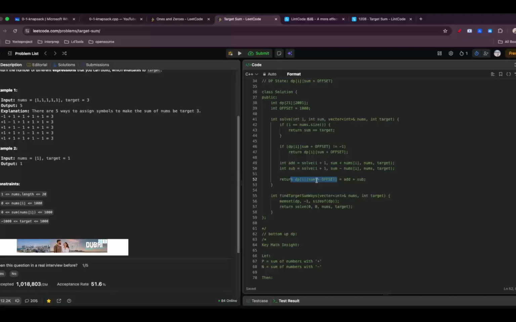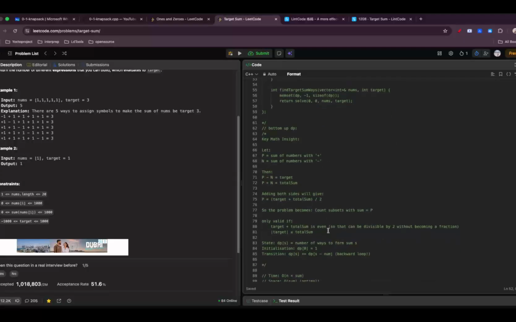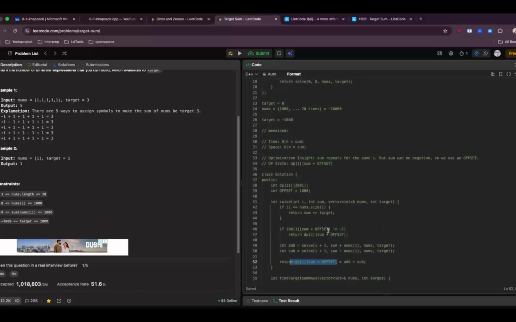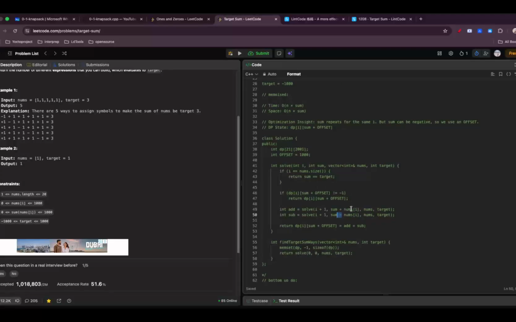Okay, now the next thing. This is about the bottom-up DP. Till now, what were we doing? We were just assigning plus to a particular number and minus to a particular number. So the bottom-up DP will also be around this, but now we need to determine what the state and transition are. Here, if you see, the recursion is something like this: we are just adding that number or subtracting that number from the target and calling our function again.